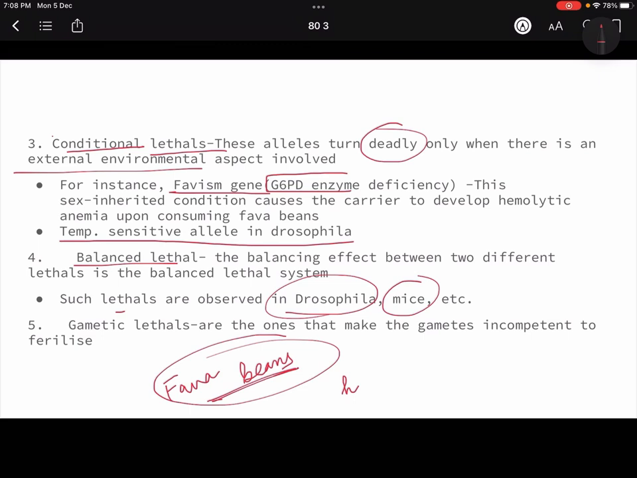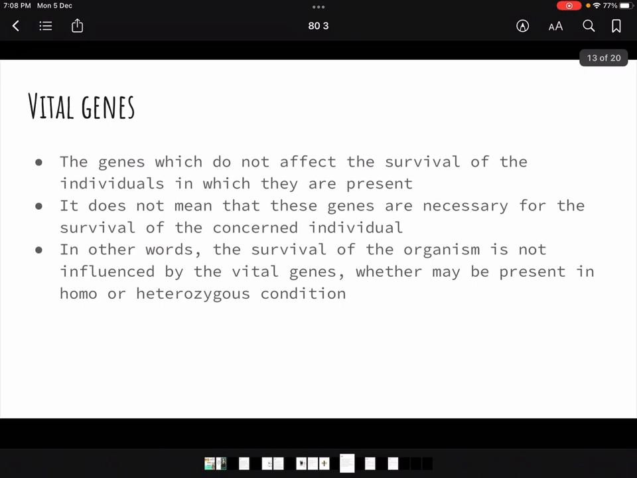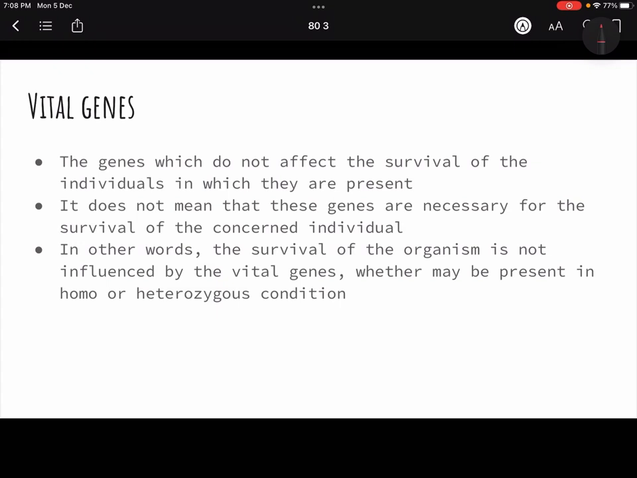And then there are gametic lethals. That means in the gamete itself it becomes incompetent to fertilize. That means the gamete cannot fertilize. Certain alleles, certain genes are there which make the gamete incompetent to fertilize. So before fertilization itself, it ends right there. So I hope you have understood the lethals. Nobody is going to ask you in so much detail what lethal genes are. So I have told you the basics: that they become fatal and they are dangerous for the survivability of human beings or any other living organism possessing it.